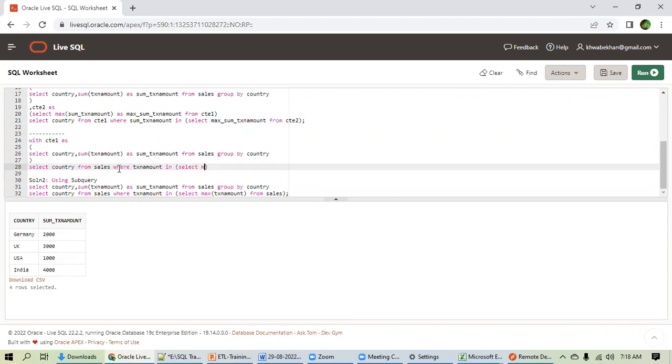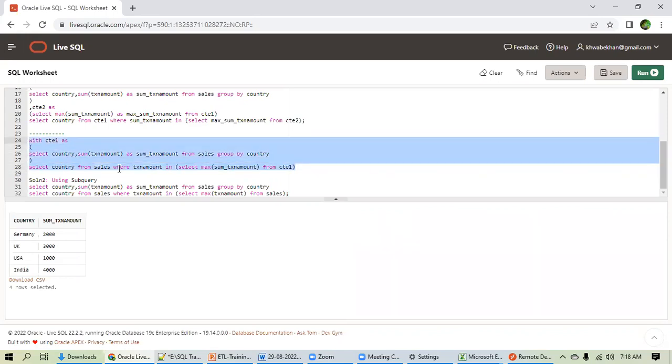Select. No, see, this will not work. I will tell you why. But first let me have you complete your query. Maximum of the alias name used, sum of transaction amount from CTE1. Yeah. This is your query, right? Okay. Let me run this, but this will not work, and this will give the output no data found.